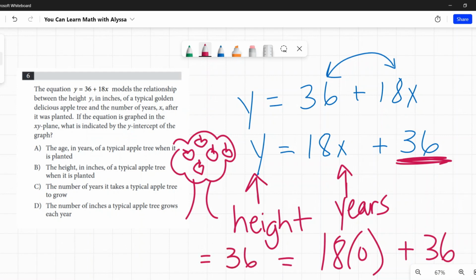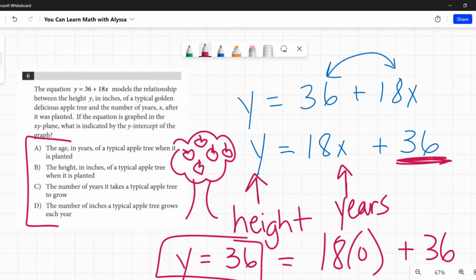So at 0 years, no growth has happened. I get 36 for my height y in inches. So when the tree is 0 years after being planted, it's 36 inches. Okay, with that fact in mind, let's look at their options. A, the age in years of a typical apple tree when it is planted. No, there's nothing that tells us this would be 36 years old. B, the height in inches of a typical apple tree when it is planted.